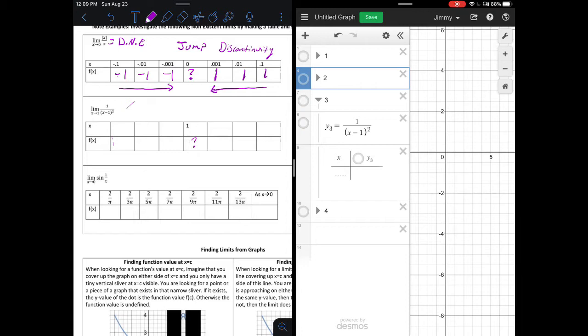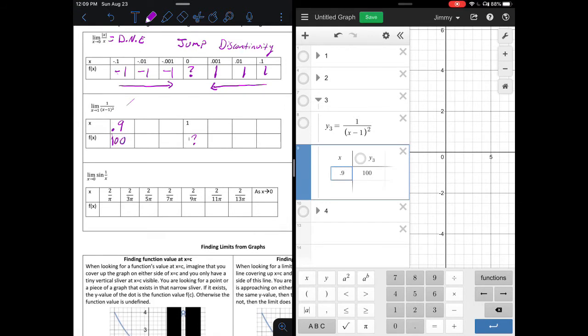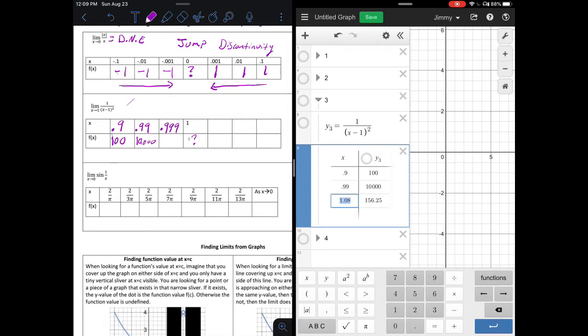I want to know what's going on there at 1. What I would do is pick x values that get close to 1 from either side. I'm going to start from the left. So I'm going to pick a number relatively close to 1, like 0.9, and then get its output value, 100. Then I would get closer to 1: 0.99 gives 10,000. Then I'd get even closer to 1 by taking smaller steps at 0.999, which gives 1 million.